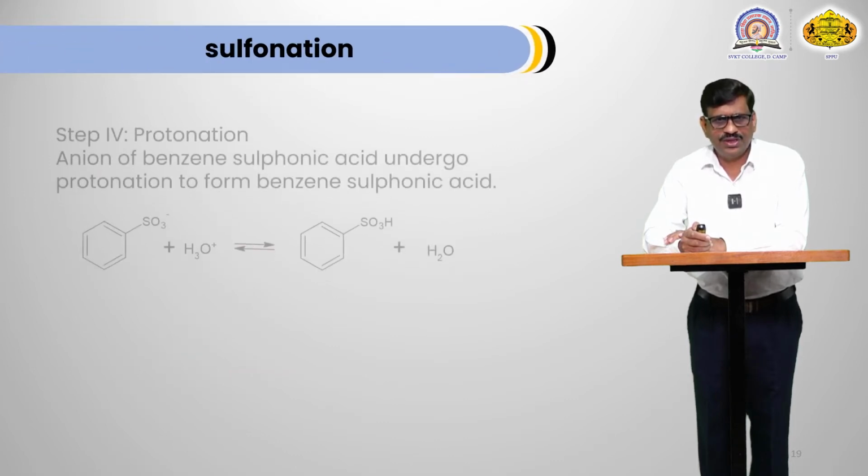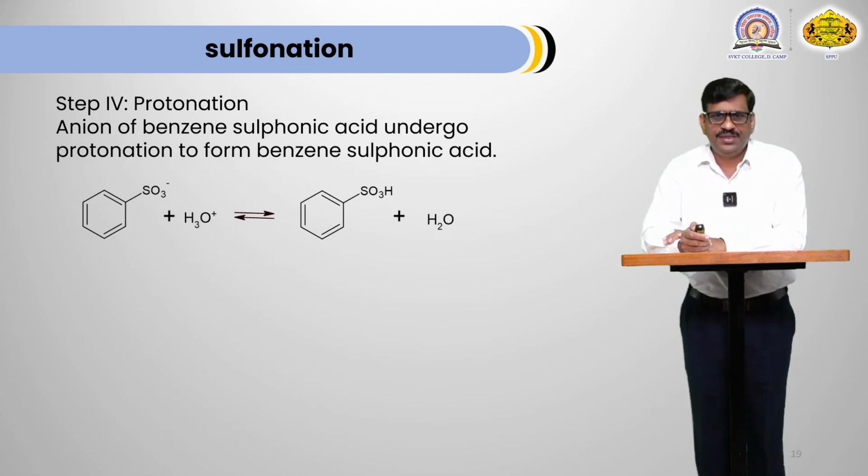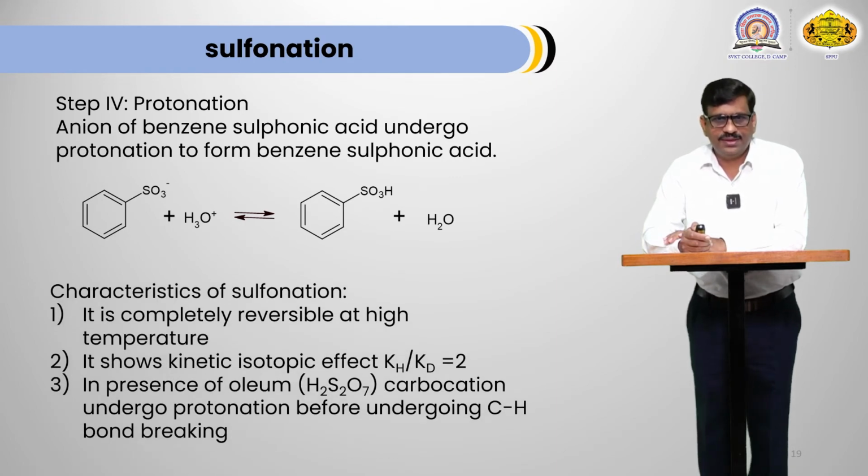Hence, there is one more step in the sulfonation reaction, that is protonation. The anion of benzene sulfonic acid undergoes protonation to form benzene sulfonic acid. The SO3 minus takes a proton from the solvent and there is formation of the final product. These are some characteristic features of the sulfonation reaction.